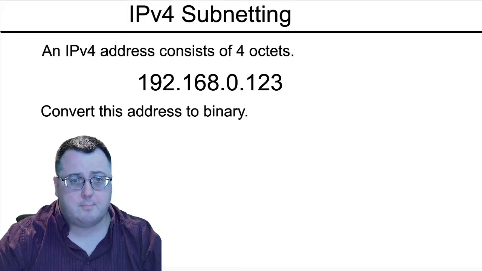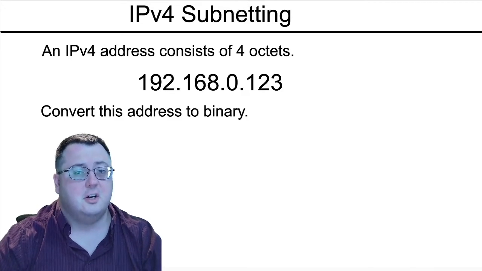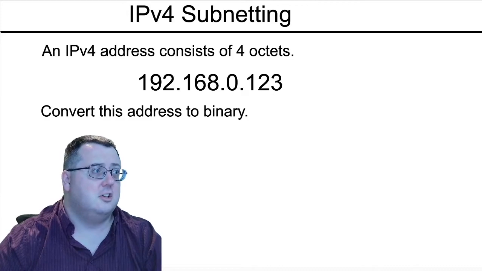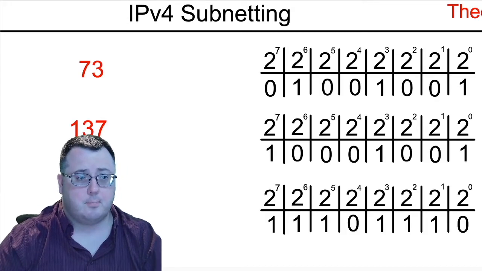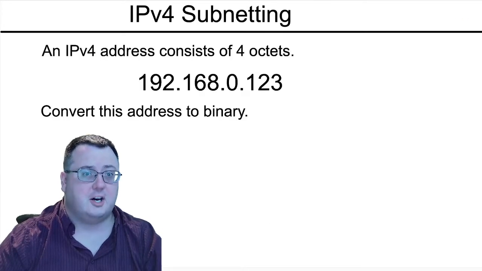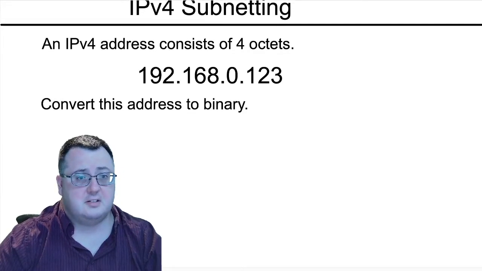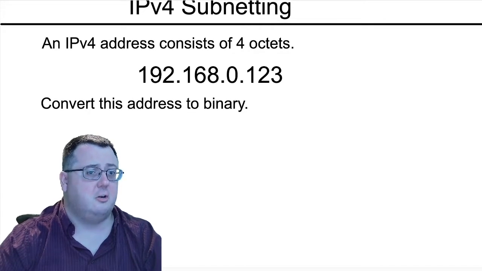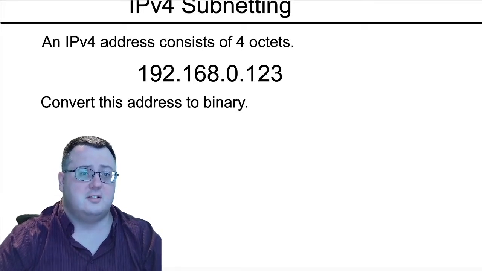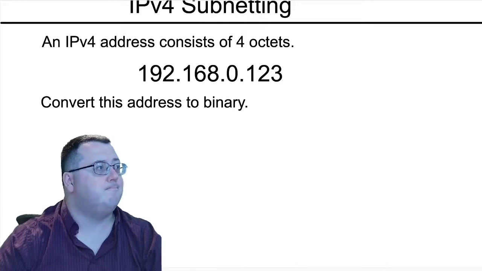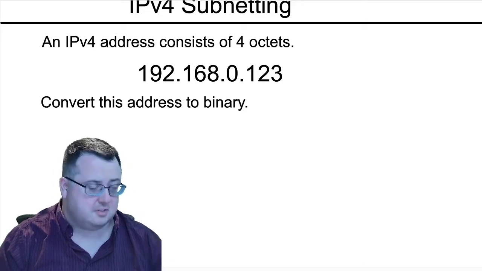Let's move on. An IPv4 address consists of 4 octets. So we're not just doing the process like we did here once. We're going to be doing it 4 times to generate an IP address. And this is your opportunity to have a go and see if you can convert this IPv4 address into its binary string. I'll give you a few moments to do that.